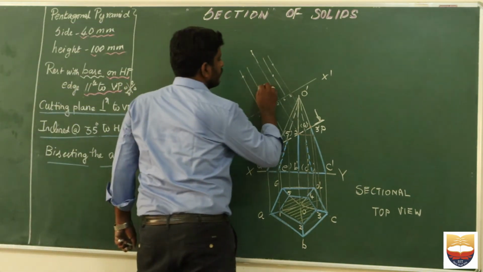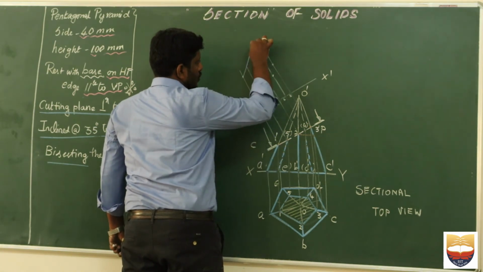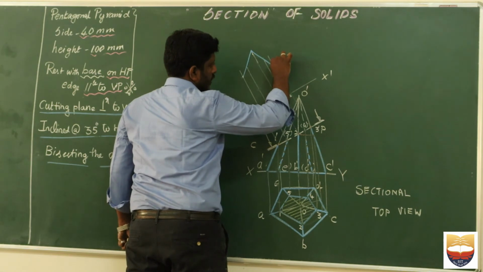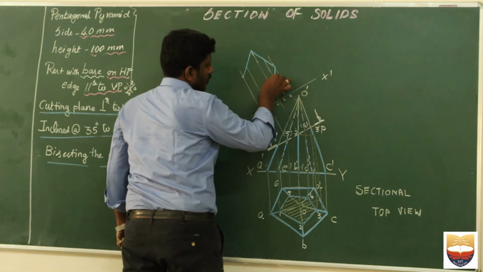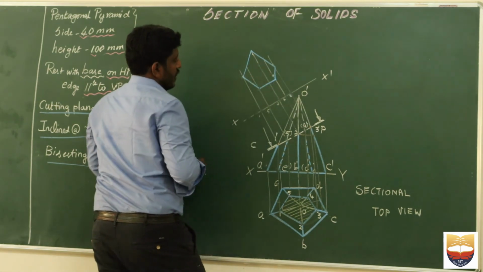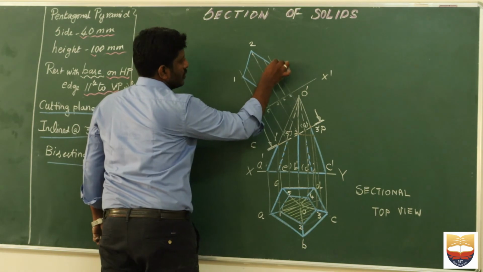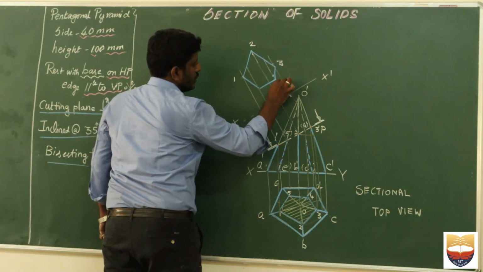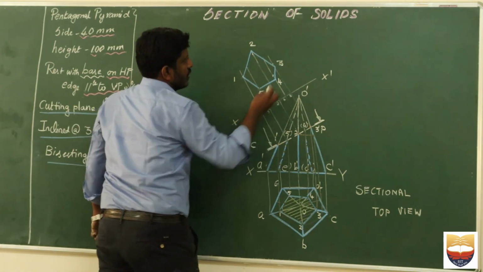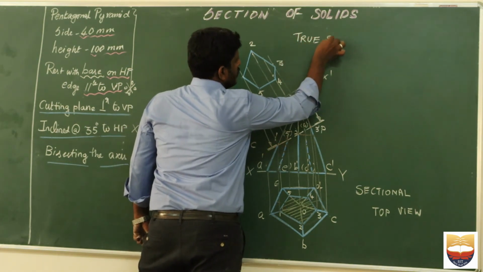See here, I will connect. This is 1, 2, 3, 4, 5, and again 1. Okay, so let me name it. This is 1, this is 2, this is 3, this is 4, and this is 5, which is nothing but a true shape.